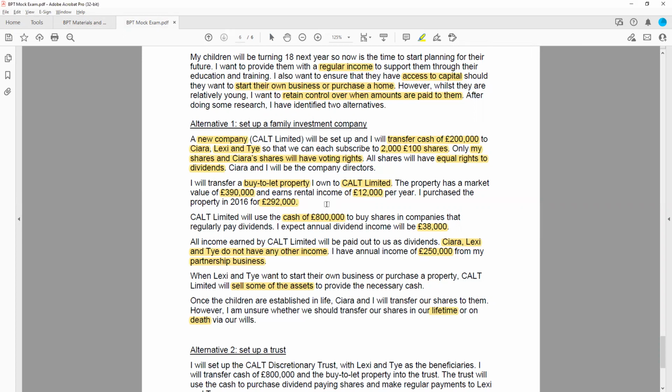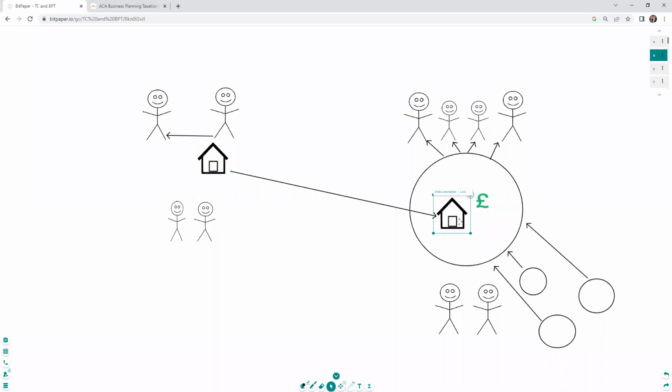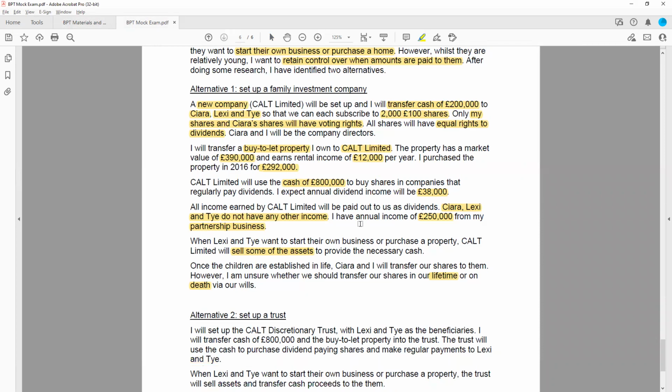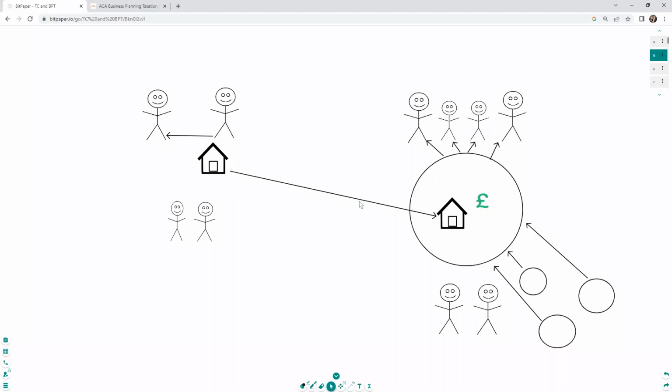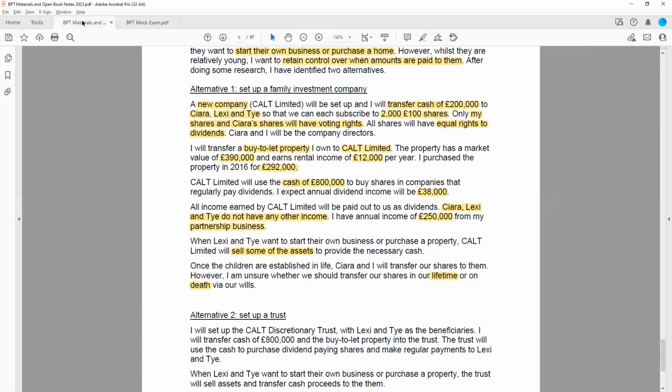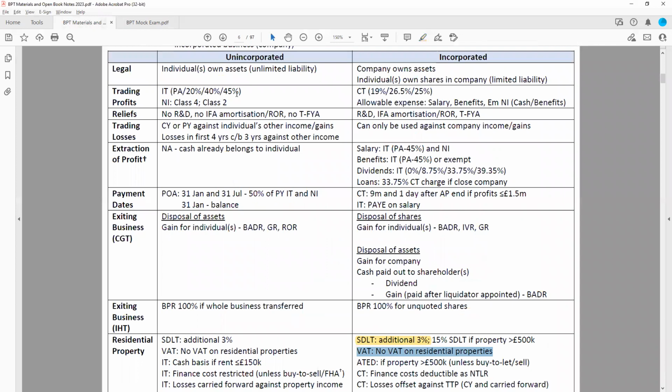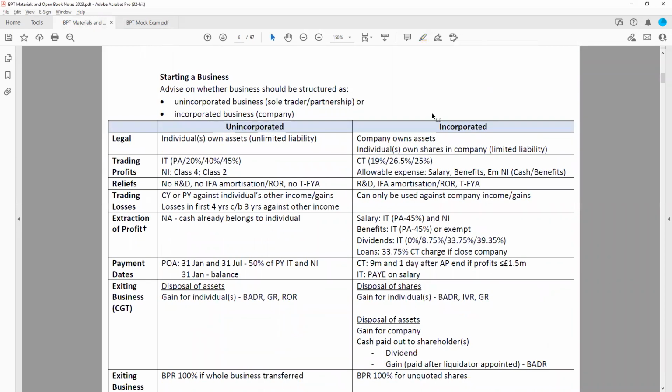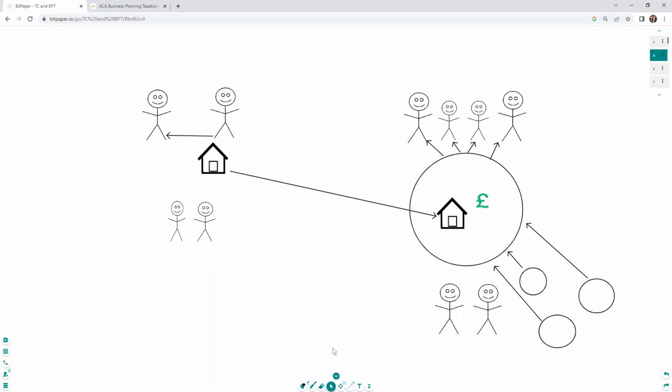We're told what the rental income is, so they're going to use the cash to buy dividends. So the company is going to be earning property income, and it's going to be receiving dividends as well from these share investments that it's bought. We're told the amounts, and then we're told income earned by the company will be paid out to us as dividends. So, as we discussed in detail in that class, when we're looking at how to set up a business, as an unincorporated business or an incorporated business, explaining in great detail.